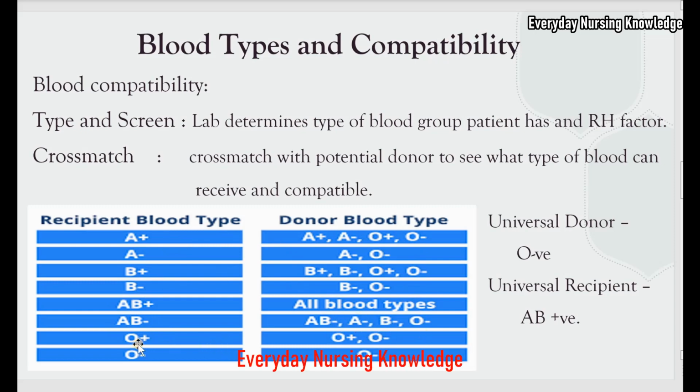Now O positive. O, remember, doesn't have any antigen on the surface of the red blood cells, but in their plasma it has both antibodies A and B, so it can receive blood only from O group. So O positive, O negative. O negative can receive blood only from O negative. So universal donor is O negative and universal recipient is AB positive.